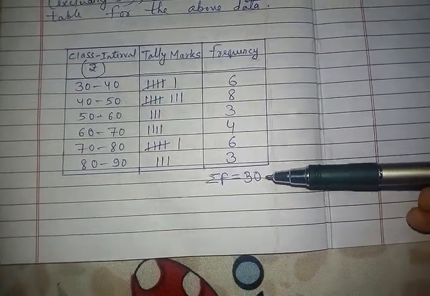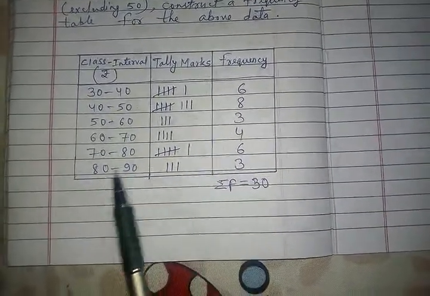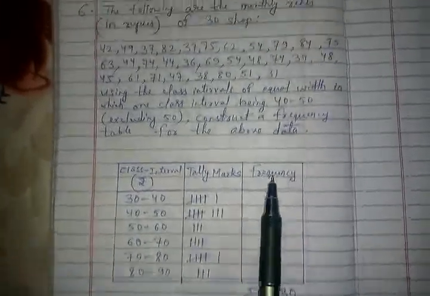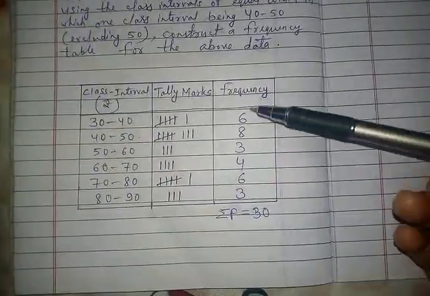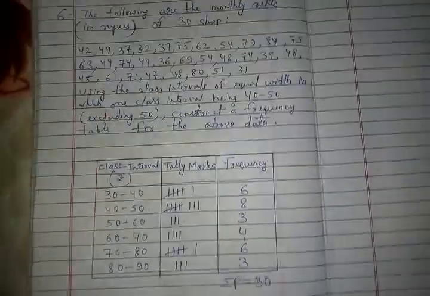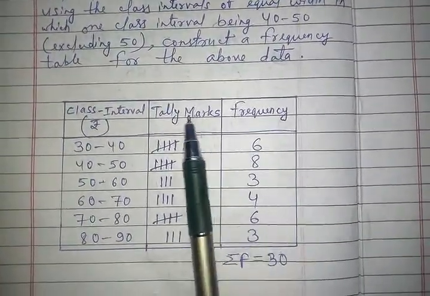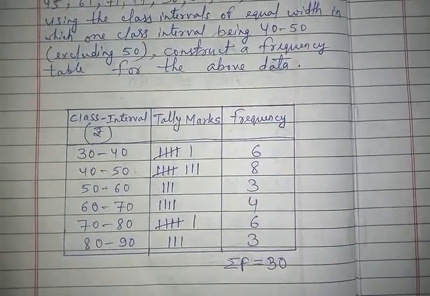Had it been more than 30 or less than 30, we would understand somewhere we have made a counting mistake, so we can clarify our mistake. But when this is correctly coming here, then we understand that we are correct. So very easy chapter, children. So first one class interval, second one tally mark, and third one frequency.